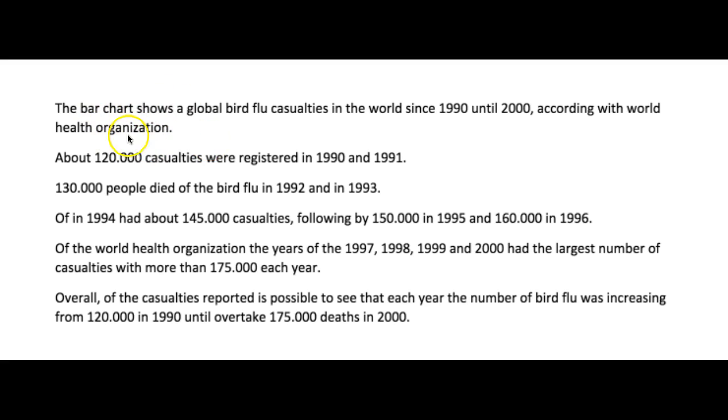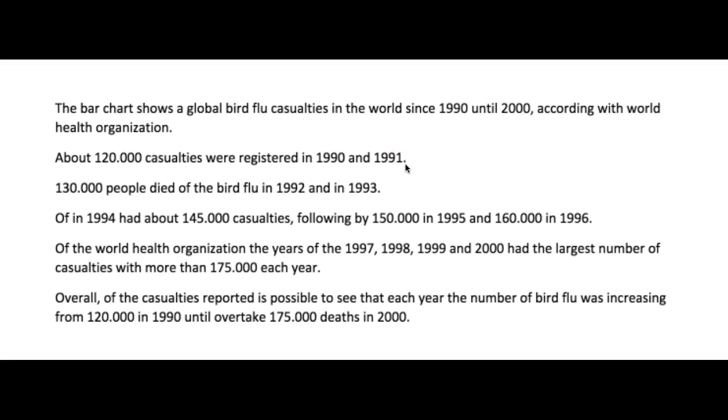Overall, that's a good start. That's kind of neutral first sentence that we need. But 120,000, comma, not decimal place, casualties were registered in 1990-1991. So immediately what I can see with this essay is that we're missing some of the devices, okay?